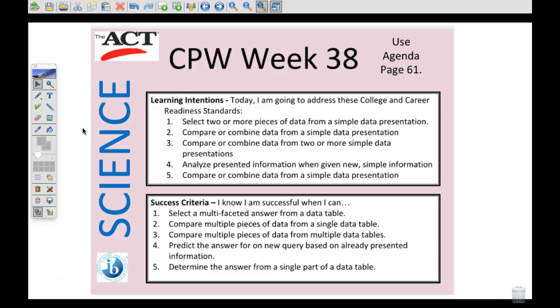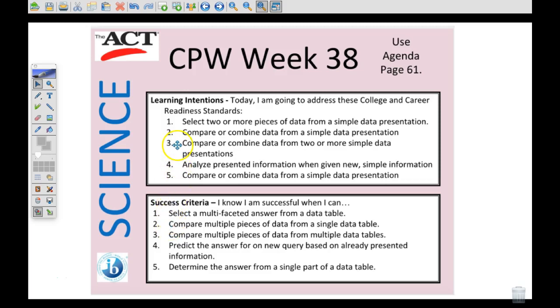Today we're going to have 5 questions based on the passage. In our first question, we're going to select 2 or more pieces of data from a simple data presentation, and we'll know we'll be successful when we can select a multifaceted answer from a data table. Our second question, we're going to compare and combine from a simple data presentation, so I know we'll be successful. We can compare multiple pieces of data from a single data table.